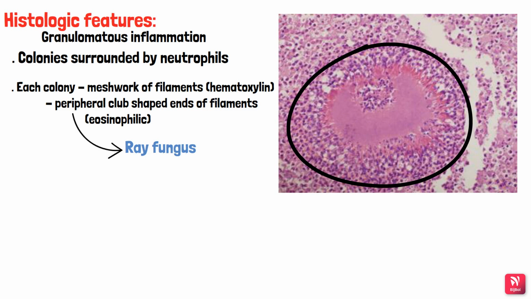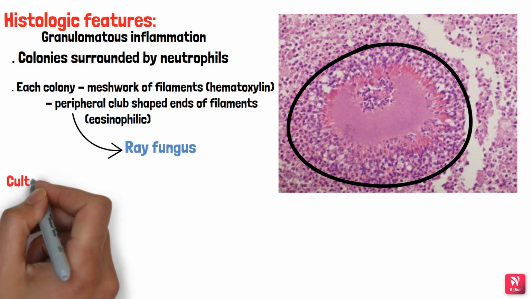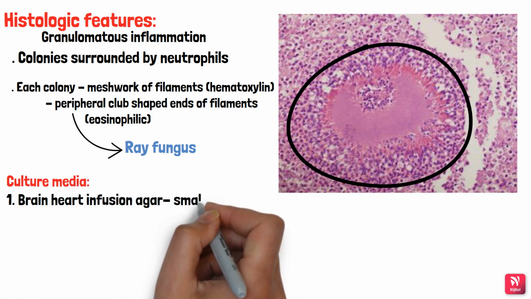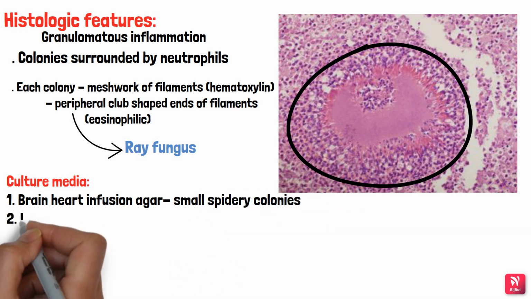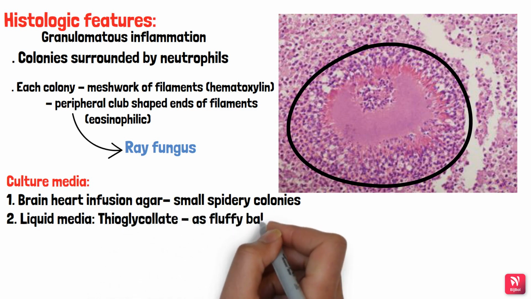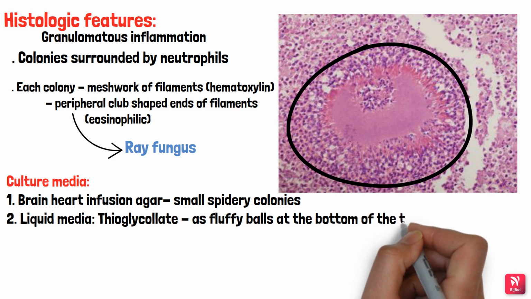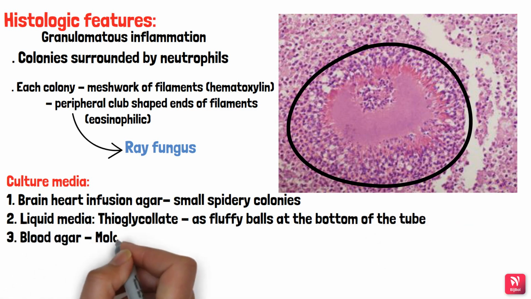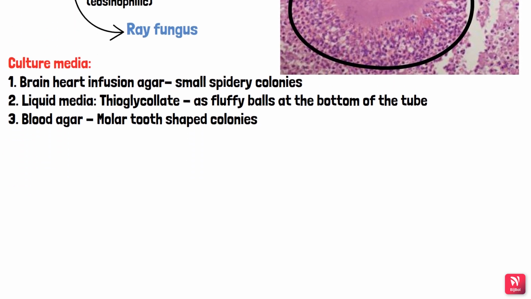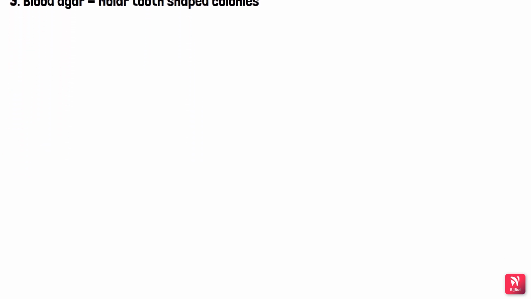Okay, and other than this H&E staining of the biopsy, we can even culture Actinomyces israelii. The various culture media we use are: solid media, brain heart infusion agar, wherein actinomyces appears as small spidery colonies, whereas liquid media is thioglycolate media, wherein it appears as fluffy balls at the bottom of the tube. And there is one more solid agar media, that is blood agar, wherein actinomyces appears as molar tooth shaped colonies.